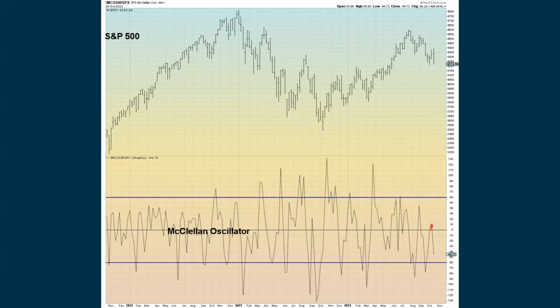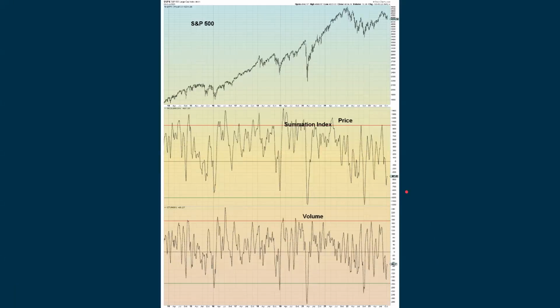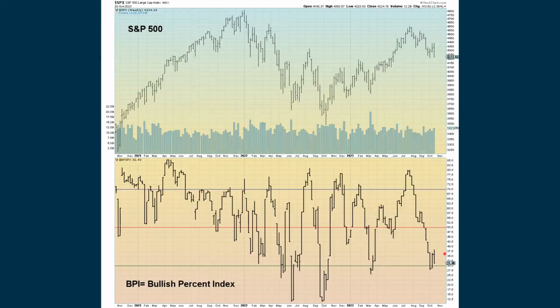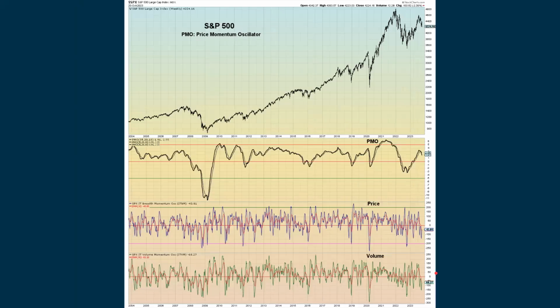The McClellan oscillator, which had turned positive and was looking a little bit better, has now dropped below zero and is declining. That's more negative. And we're seeing a little bit of an improvement with the summation index based on price, but we're still below zero, as well as volume. So negative, but showing some improvement. The Swenlin trading oscillator is declining below zero, both with price and volume. That's negative. And we came down and actually got a really nice signal from the bullish percent index, but now we're coming back down again, and we may drop below this 30 level another time if we see more weakness.